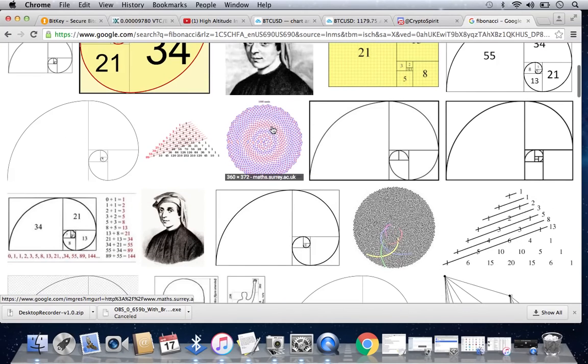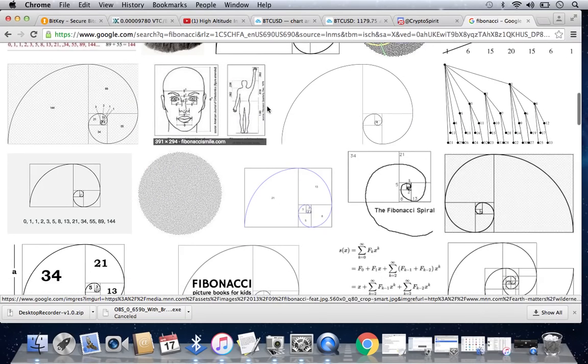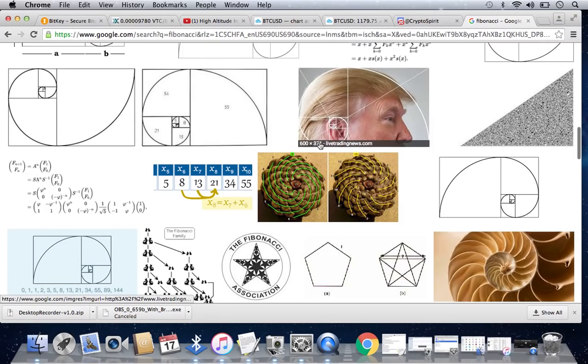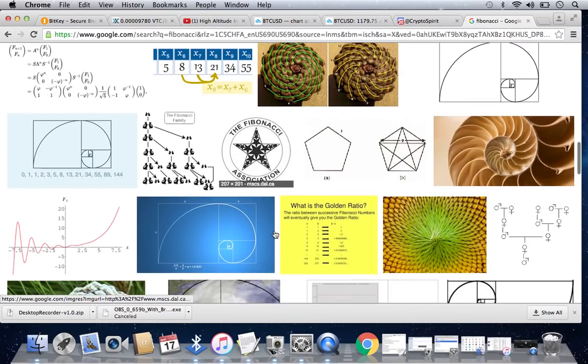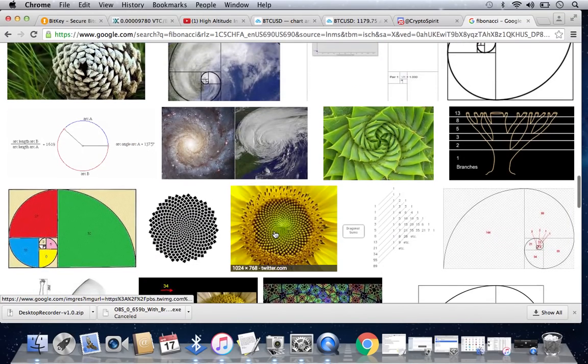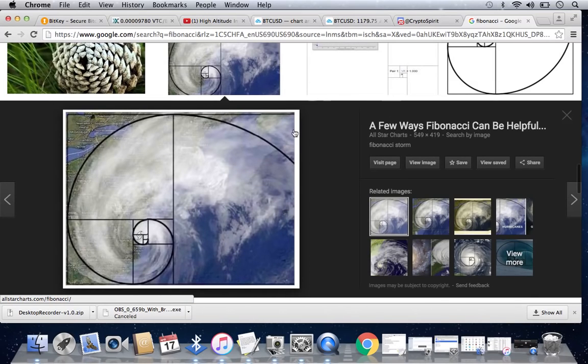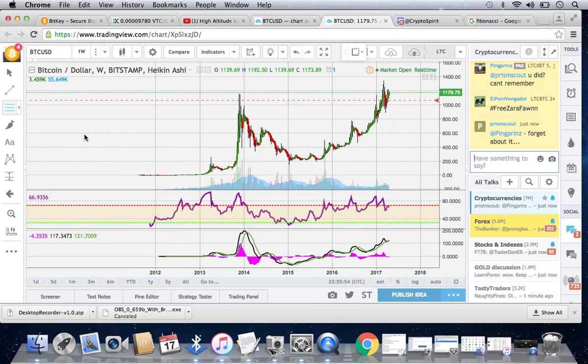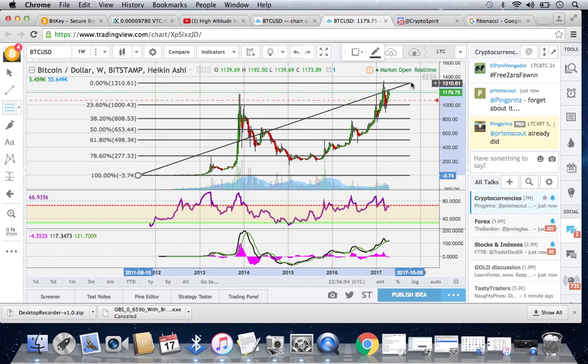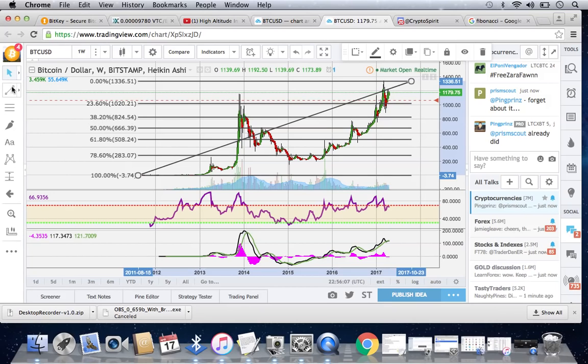So it's basically just a way in which things expand, and you can find it in nature. A lot of different things like Donald Trump's head, pine cones, a lot of stuff has Fibonacci in it, right down to the way that the weather moves from satellite photos. So that's what Fibonacci is, just a mathematical sequence, and it turns out it happens to be relevant to traders because the way that markets move reacts to these lines quite significantly.